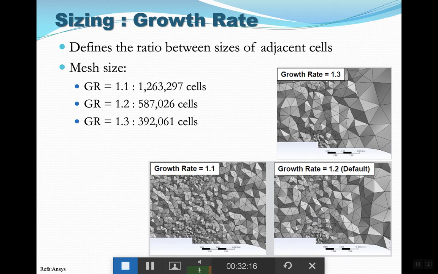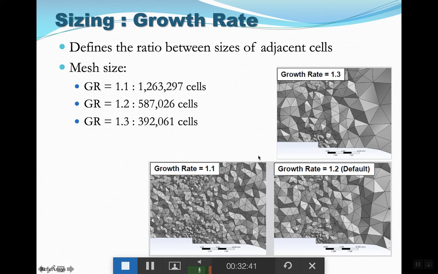Then you have the sizing or growth rate. You remember I told you, if you're going from fine to coarse or coarse to fine mesh, you have to be very subtle, you have to be smooth, you can't jump from very coarse to very fine, and so on. This is the parameter controlling that: growth rate. Basically, how you want to enlarge your cells from one cell to another one.